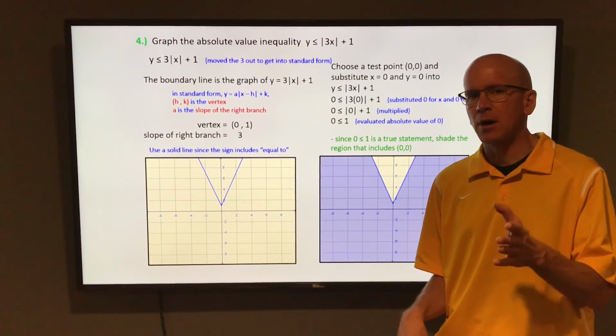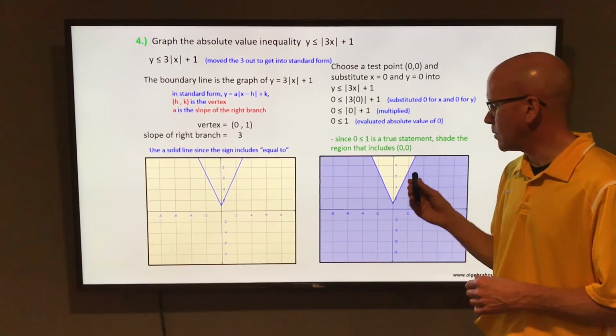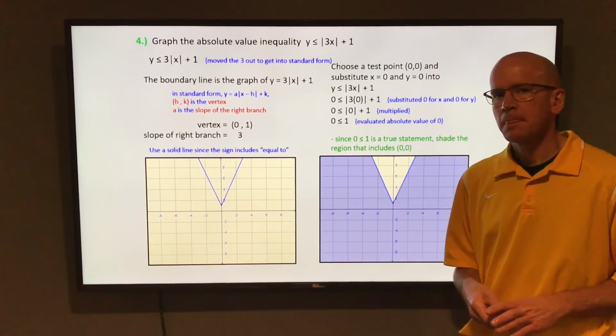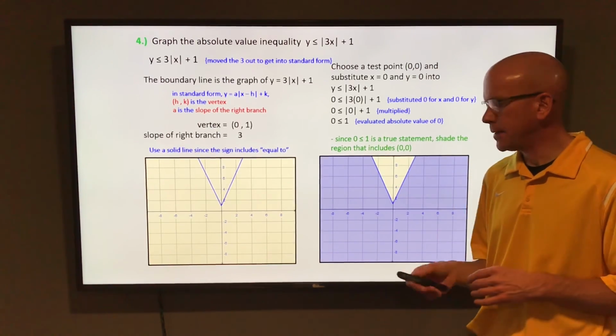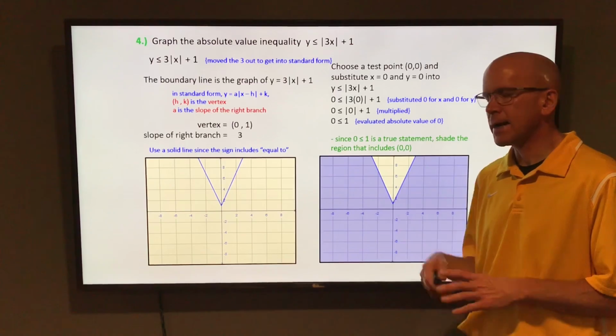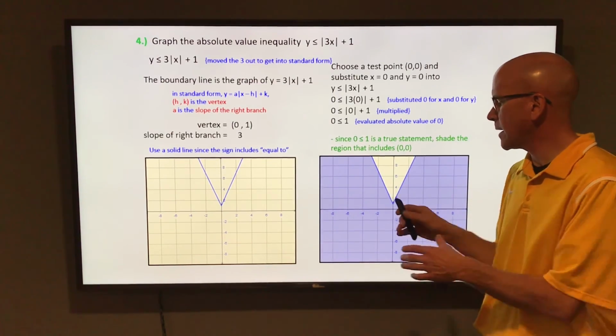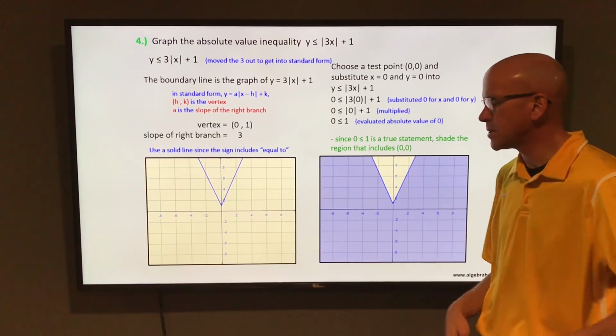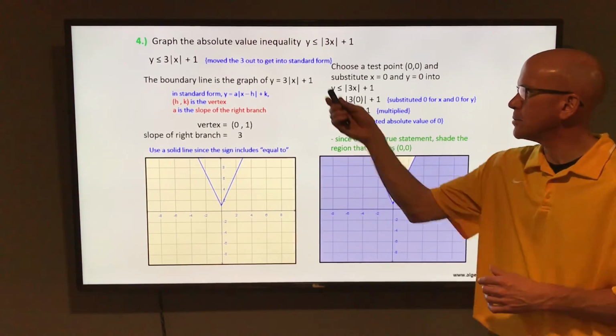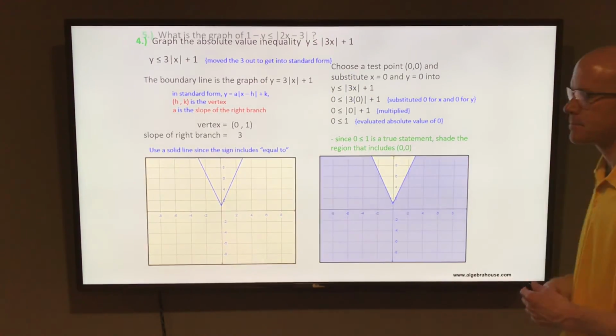Remember, a solid boundary line indicates that those are solutions. A dashed boundary line indicates that those are not solutions. So if it's a solid line, all of those points on that solid line, in this case, also the shaded region, those are all solutions to that inequality.